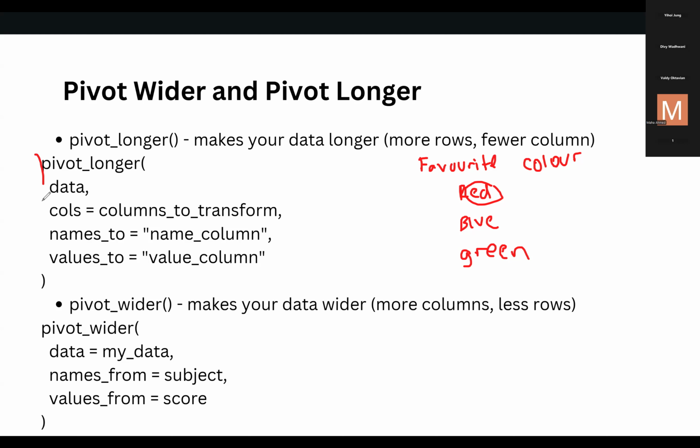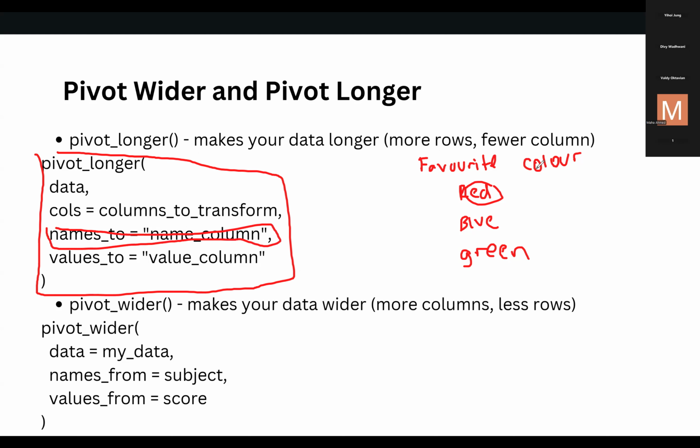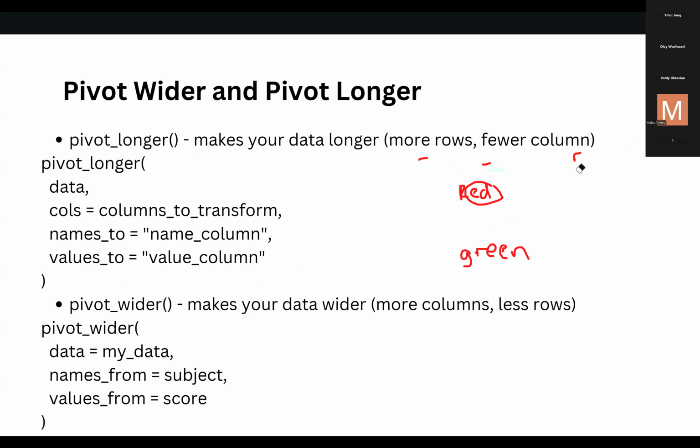So the arguments are always the same: you put the data, and then the cols will be the column you want to transform. So it'll be the favorite color, and then the names. You need to give the names for the columns that you want, and the values will be from this column basically. This is the syntax you should remember. Generally, they'll ask you to use either pivot_longer or pivot_wider. So just remember which one you have to use, and the syntax is this. I think it's also in your lecture notes, so you just need to remember the syntax.